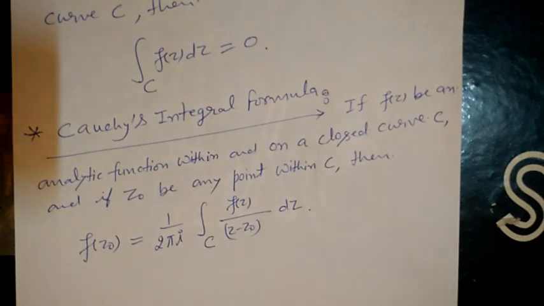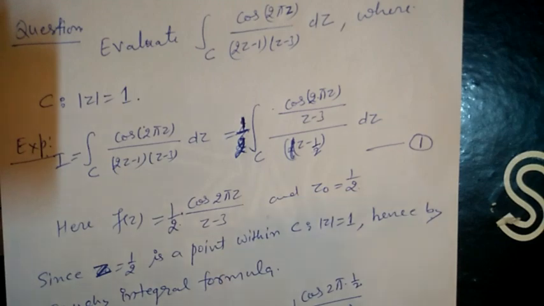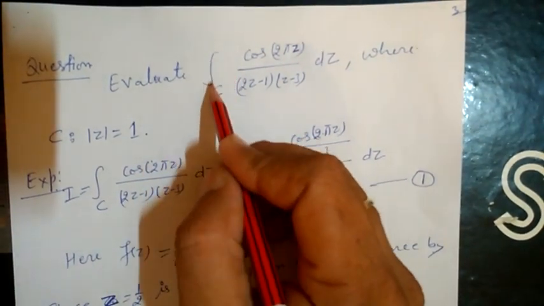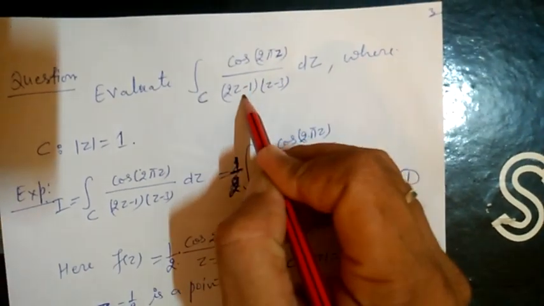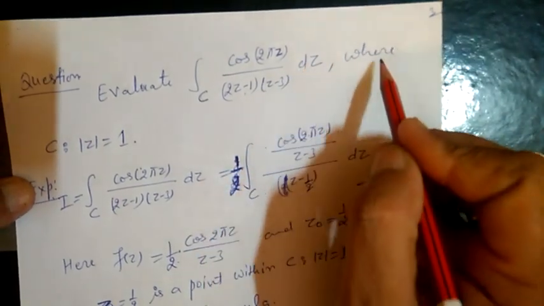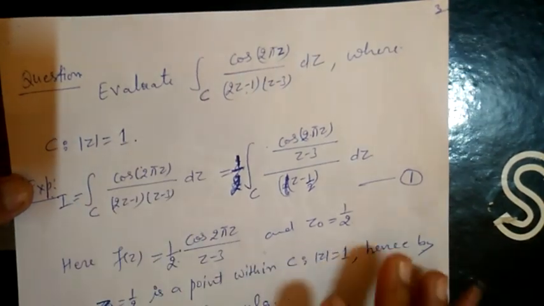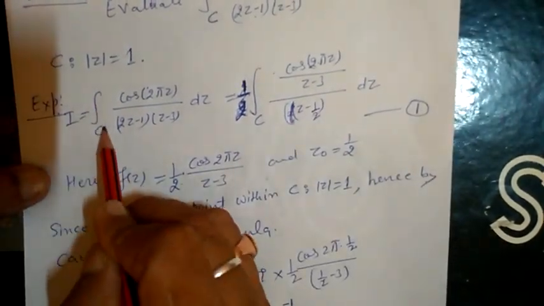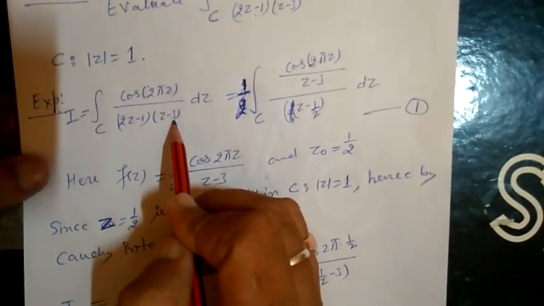Now let us take questions related to complex integration. Question number one: evaluate the complex integral along a closed curve C of cos 2 pi z upon (2z minus 1)(z minus 3) dz, where C is a closed curve with center 0 and radius 1. When we compute the value of the given integral, let I be equal to the integral along the closed curve C of cos 2 pi z upon (2z minus 1)(z minus 3) dz.